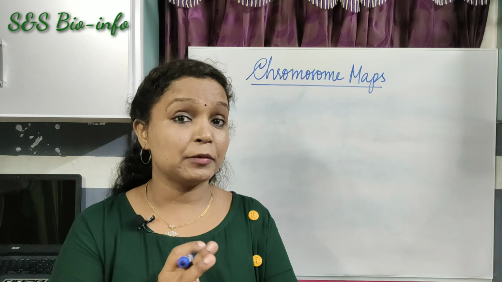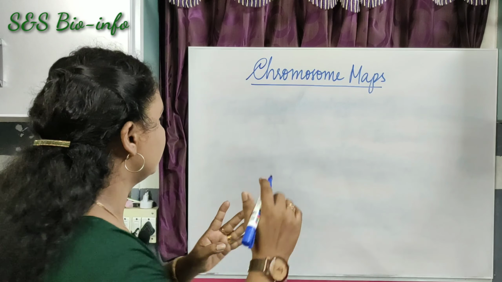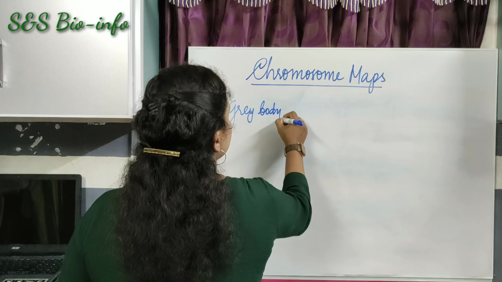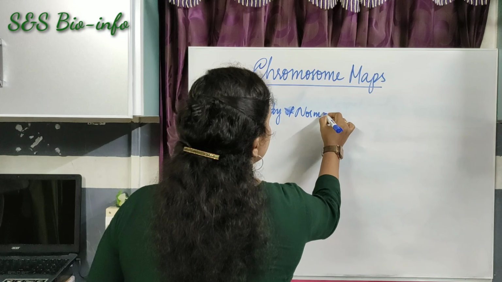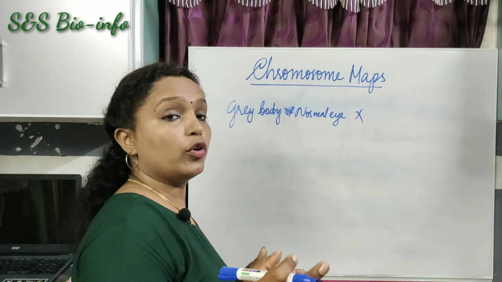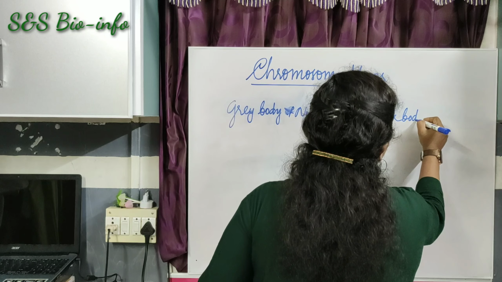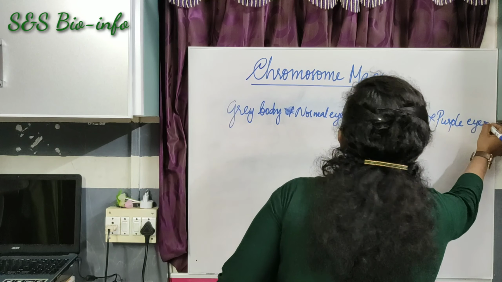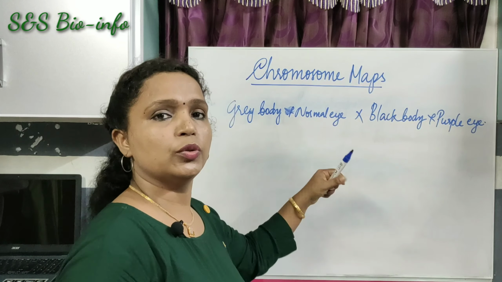Let's consider the dihybrid crosses made by T.H. Morgan and his colleagues. The parents were grey body with normal eye, normal eye being red eye, and black body with purple eye. They conducted dihybrid crosses on these two varieties of Drosophila.